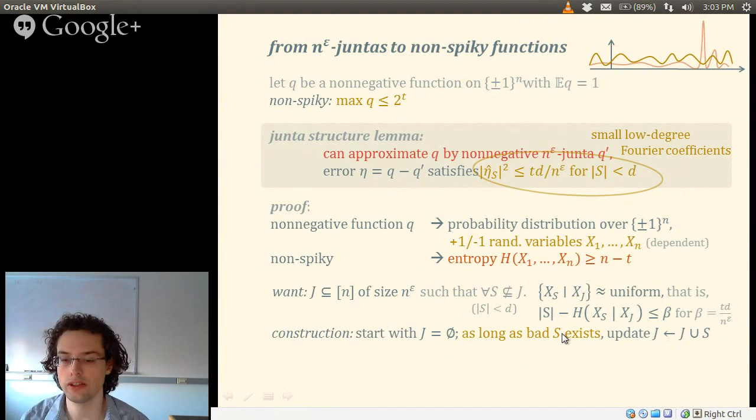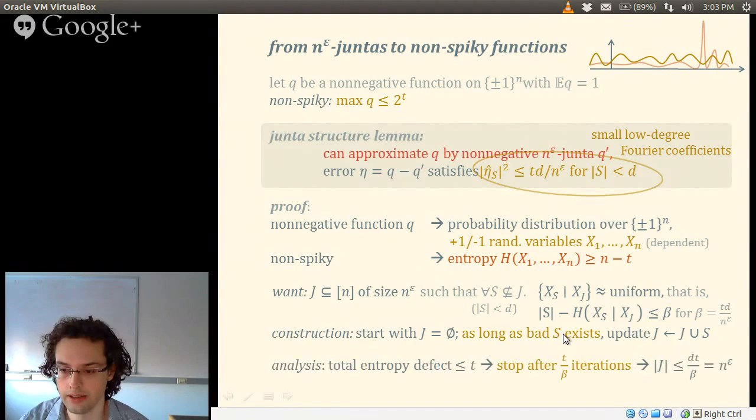Okay, so now the only question is, do we stop early enough? The reason we stop early enough is precisely because the total entropy defect of the distribution was at most T, and we add the set S to J only if S is distant from J. So the entropy loss accumulates: here you experience an entropy loss of beta. For every iteration you lose beta of the entropy. In total, you can lose at most T of the entropy, because that's the total entropy defect of the distribution, and that means the number of iterations is bounded by T divided by beta.